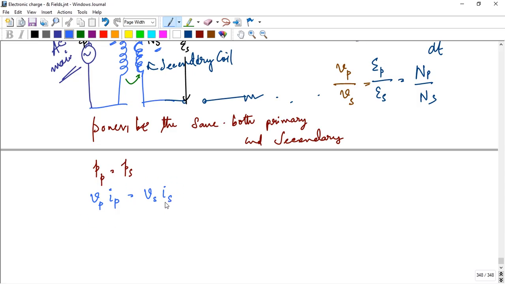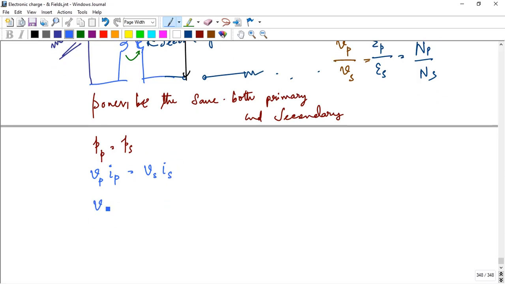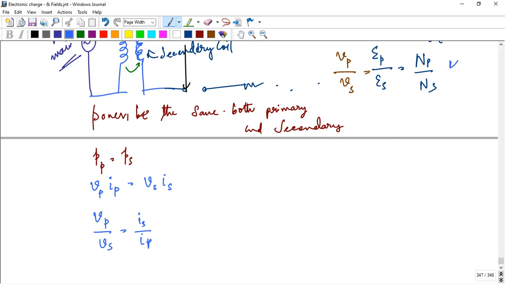So Vp by Vs is Is by Ip, and from the earlier expression that is also equal to NP by NS. This expression is very important.